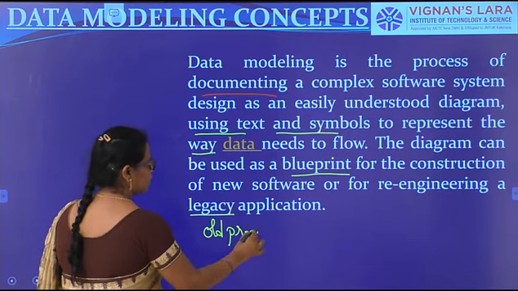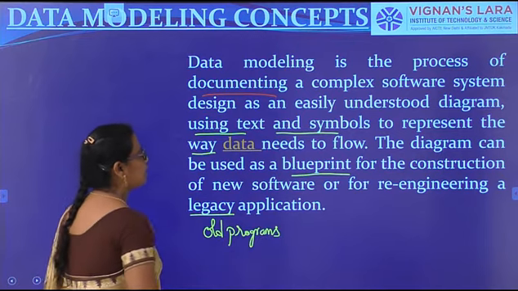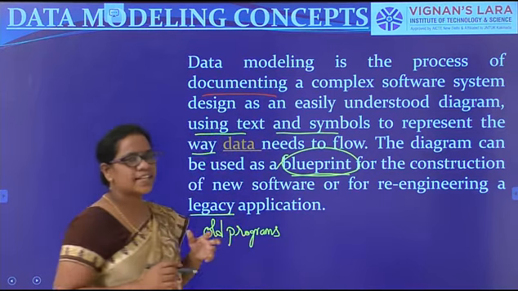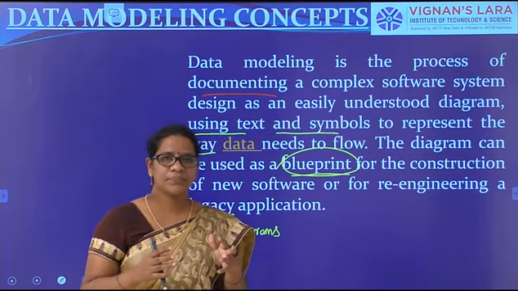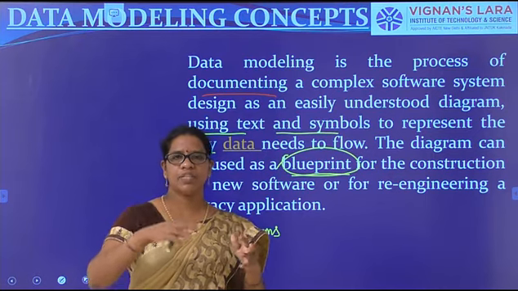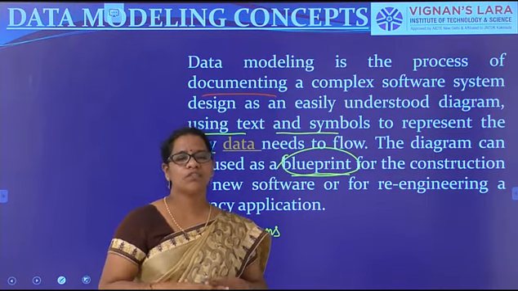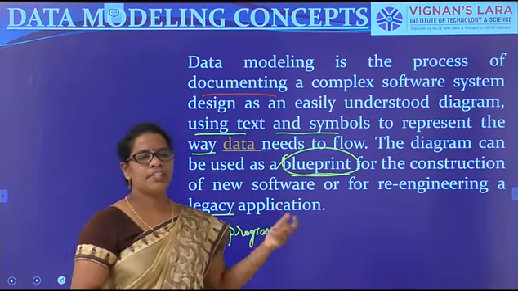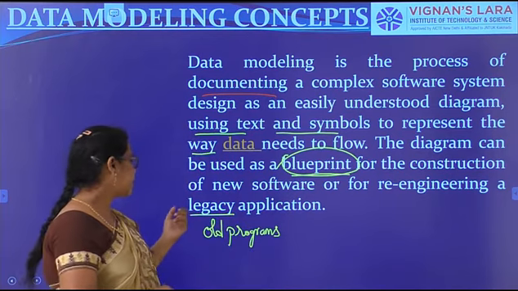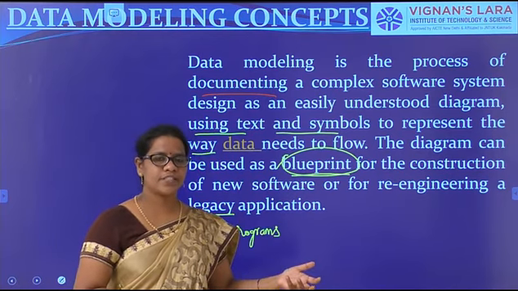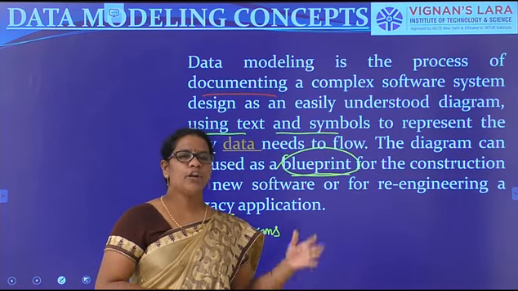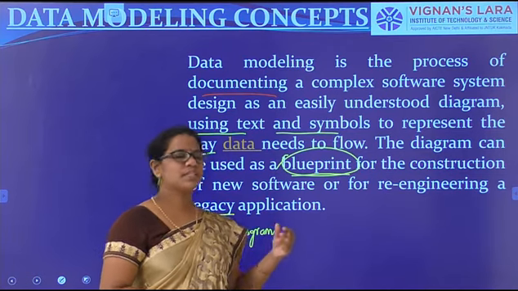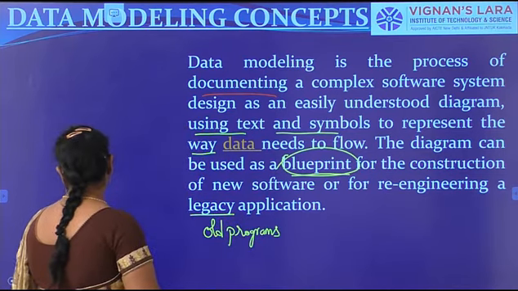These diagrams that we use in the document will be used as a blueprint. A blueprint is like, in order to construct a building, you take some architecture and give some model, and they give a print, that is called a blueprint. Based on that blueprint, you construct new software, or re-engineer legacy applications, meaning already existing software with old programs, in order to give some modifications to it. That is a data model.